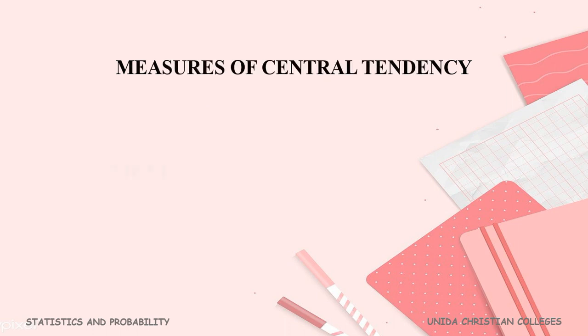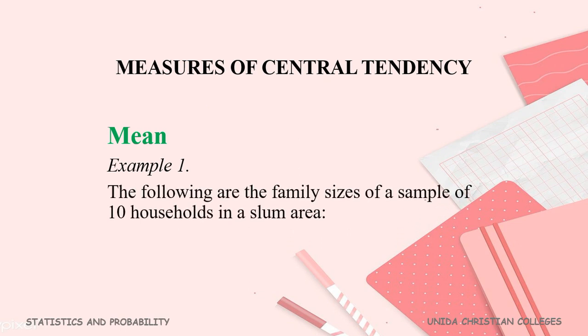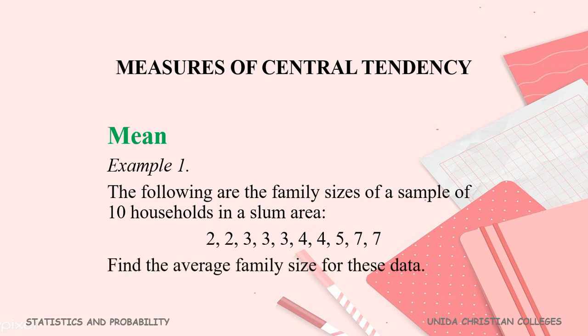Okay, so now let's have our example number 1 under the mean. The following are the family sizes of a sample of 10 households in a slum area. We have here 2, 2, 3, 3, 3, 4, 4, 5, 7, 7. And ilan daw po ang ating sample or total number of data? We have 10. Okay, so meaning po, yung result na makukuha mo after mo ma-add to lahat, i-divide mo po saan? I-divide mo po siya sa 10. Ayan, since we are solving for the mean.